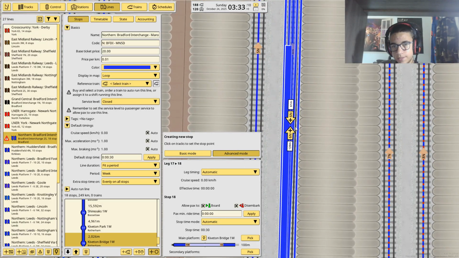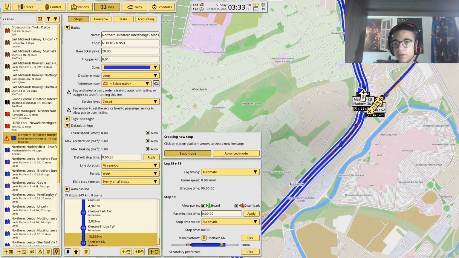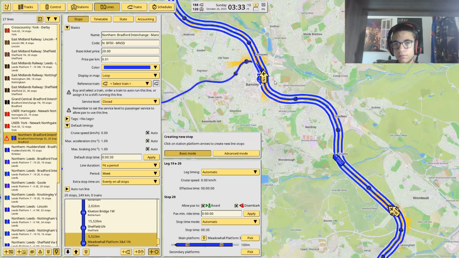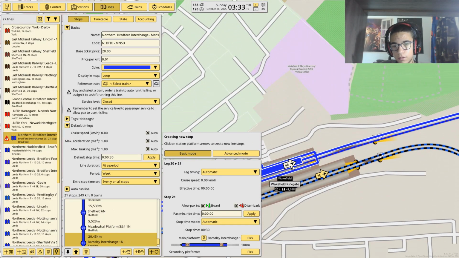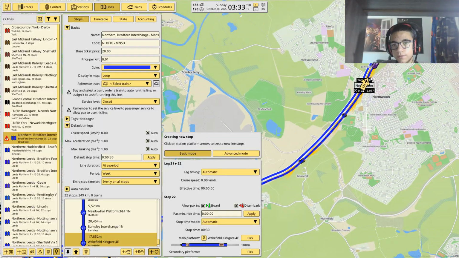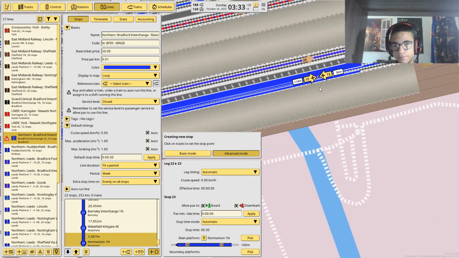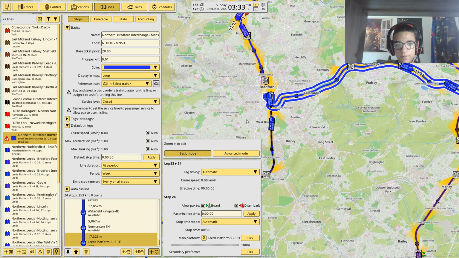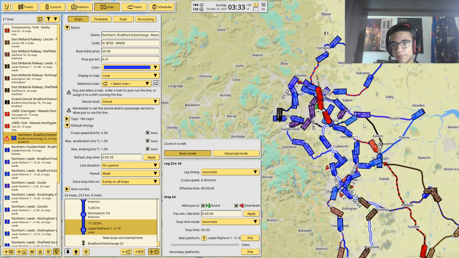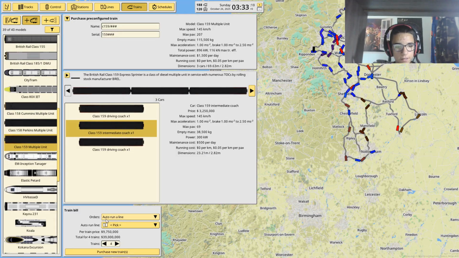So back down to platform 6, down this way, and then Meadowhall, Barnsley, Wakefield Kirkgate, Normanton, we'll go back down to Leeds, and then just back down to Bradford. There we go. Right, let's see how that goes. Obviously, we're going to use them. Okay, we're going to do the same thing. Use class 159s, Bradford to Mansfield.